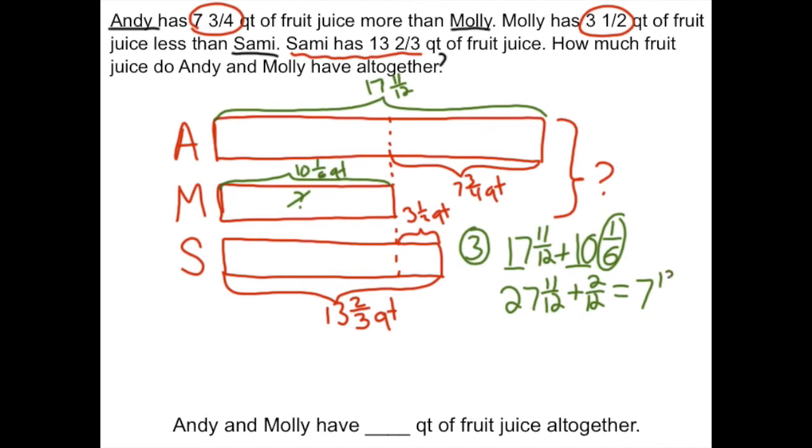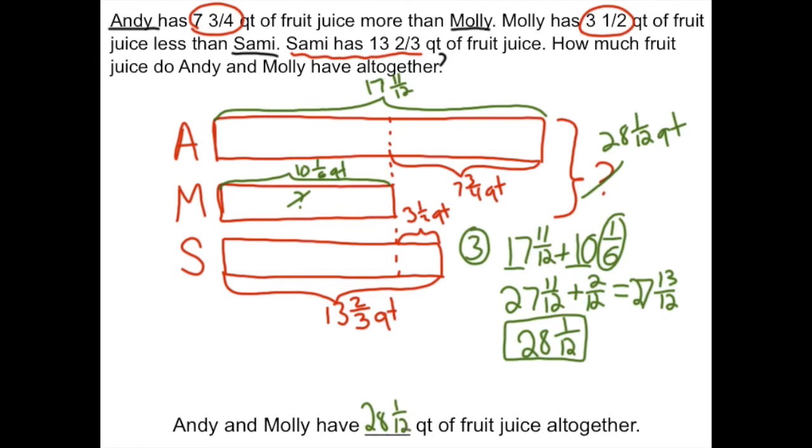I get 27 13/12. Now that is an improper fraction, so I'm not done yet. 27 13/12 is the same as 28 1/12. 28 1/12 quarts. And I'm going to write that in my answer. 28 1/12 quarts of fruit juice all together.